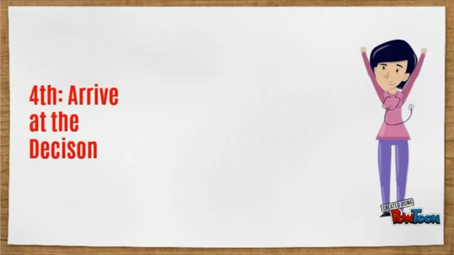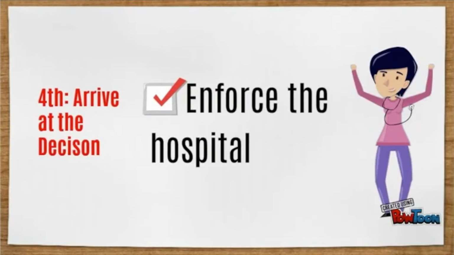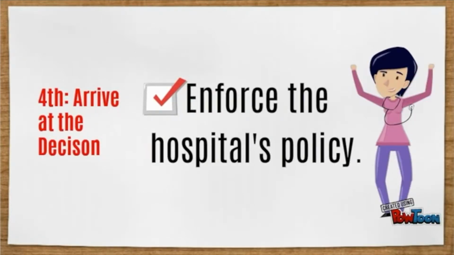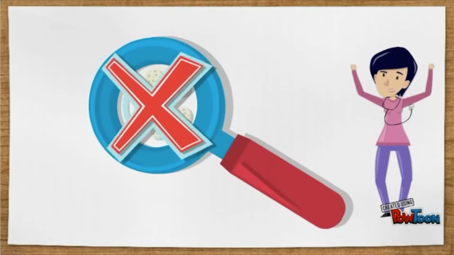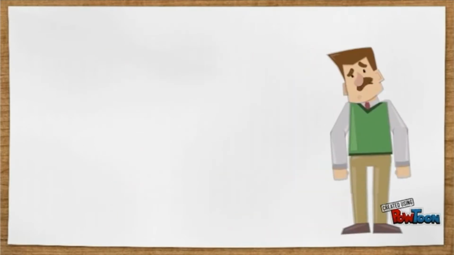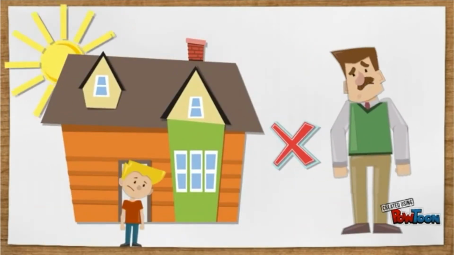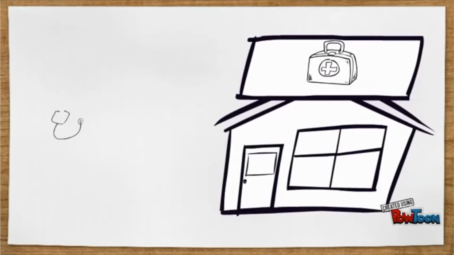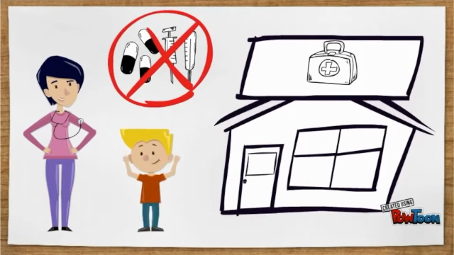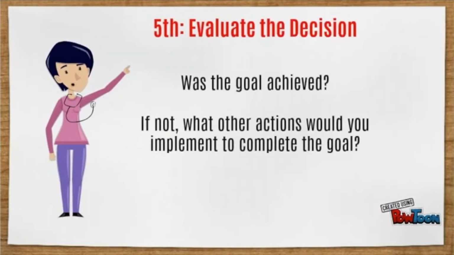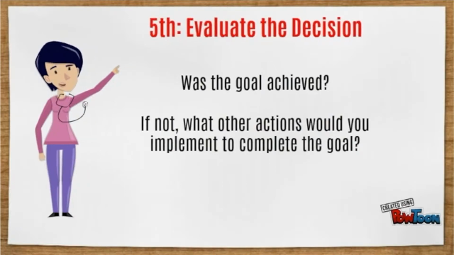Next, the 4th step, arriving at the decision. Let's use the first action of enforcing the hospital policy. We will implement this action because we want to protect the grandson's health and prevent the transmission of pathogens. Unfortunately, we are not accommodating to the client's wishes. However, we must follow the hospital policy and let the family be aware of the health consequences if the grandson wants to visit the client. Lastly, we will evaluate this decision and consider further actions, including asking yourself if the goal was achieved. That was an example of using the decision-making process.